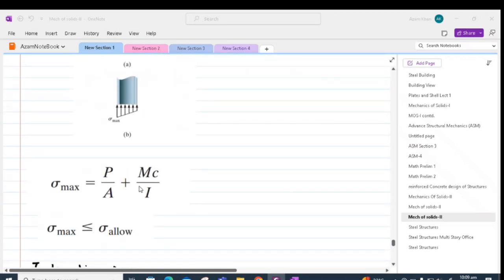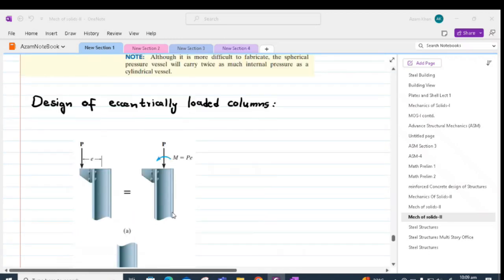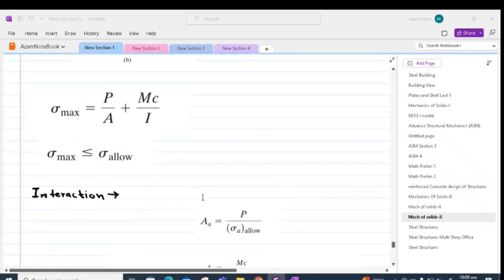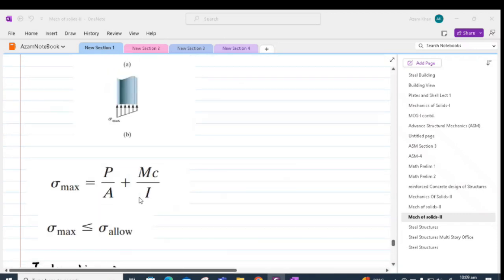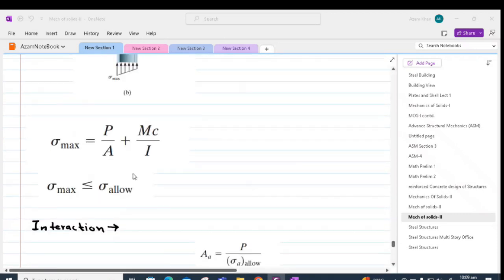This maximum stress has to be less than the allowable stress. Allowable stress is actually the stress which a particular cross section can sustain. This brings us to the interaction formula. As we have discussed, in the case of an eccentrically loaded column, we have an interaction of axial stresses and bending stresses. So it is important to achieve a balance between these two effects.